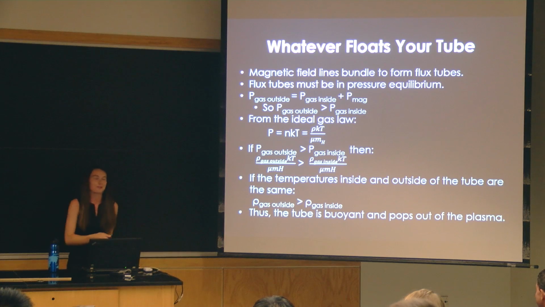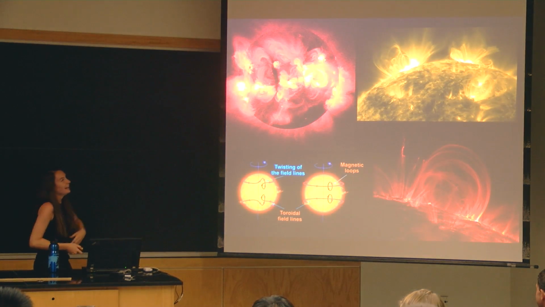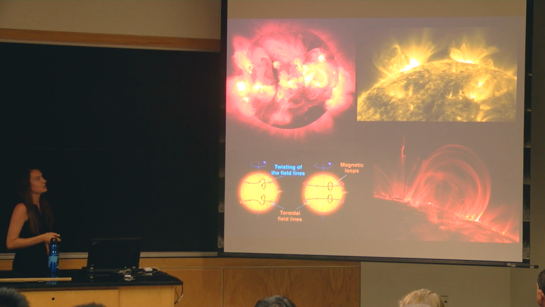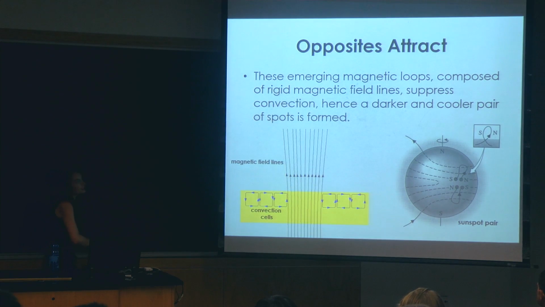And so that's what's happening with the flux tubes in the plasma of the sun. And they're made of magnetic field lines, so they're called magnetic loops. And these are some pictures of magnetic loops on the sun. And this is where we have that happening in Babcock's model. So these emerging magnetic loops are composed of magnetic fields, and they are bursting through the plasma of the sun, and they're interrupting that convection zone.